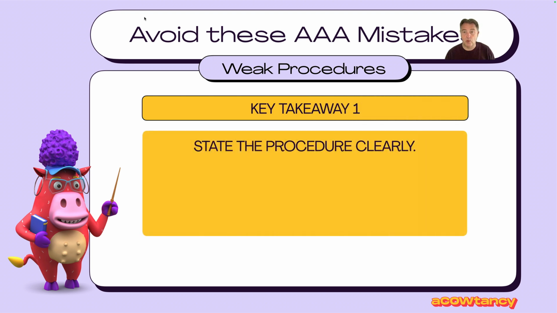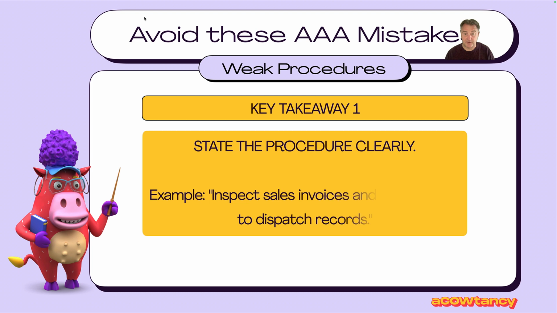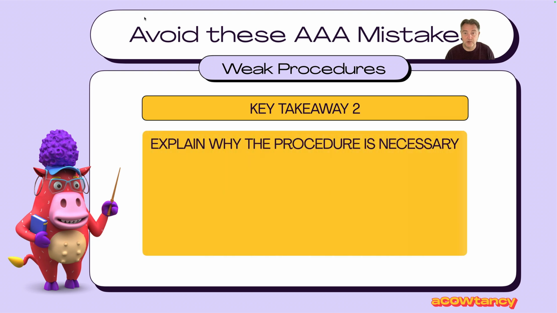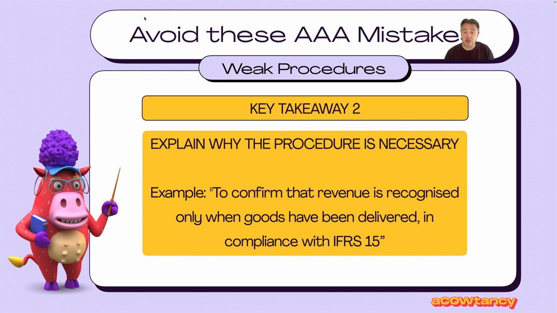Key takeaway number 1 then, state the procedure clearly, saying how you do something. So inspect sales invoices and match them to dispatch records. So really clear, really simple, state how you're doing it, what you're doing. Key takeaway number 2, explain why it's necessary. So not just explaining clearly how, but why. Such as to confirm that revenue is recognised only when goods have been delivered. That's what IFRS 15 wants, isn't it?